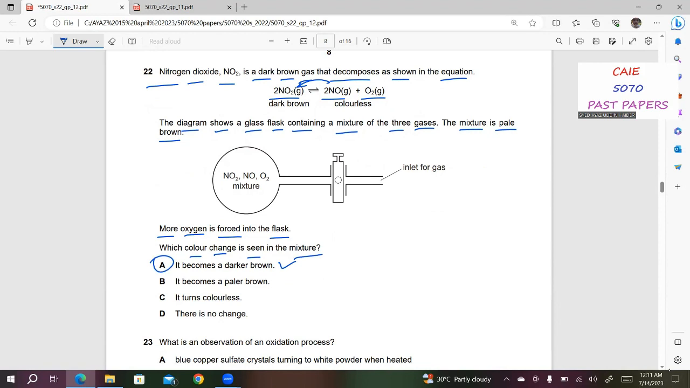For your convenience, I am reading the other statements also. B, it becomes a paler brown. Paler brown means the equilibrium will shift to the right hand side, which is incorrect. C, turns colorless. Again, it indicates a shifting of the equilibrium to the right hand side. This is also incorrect. D, there's no change. It's incorrect because the change will take place.